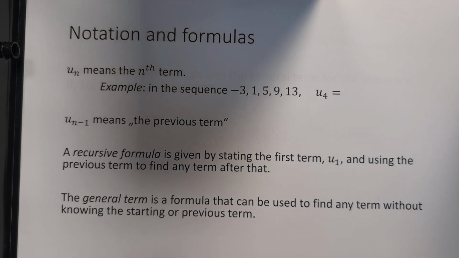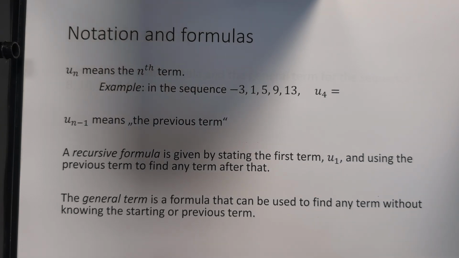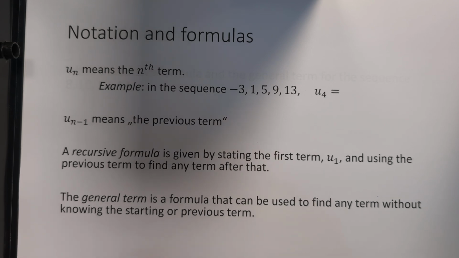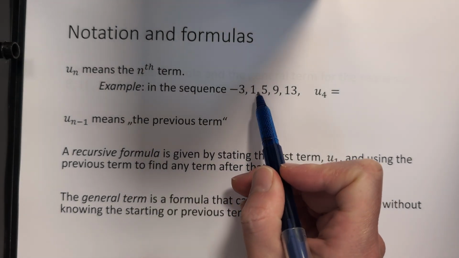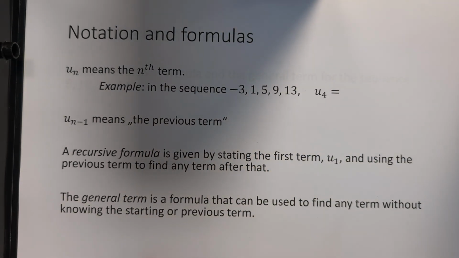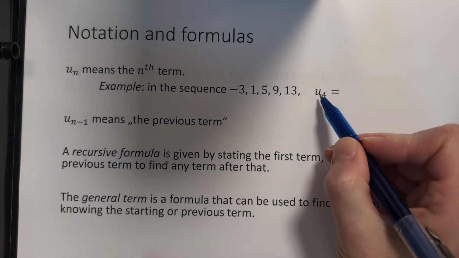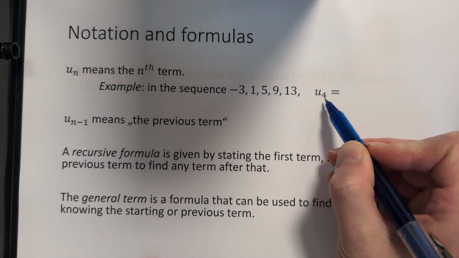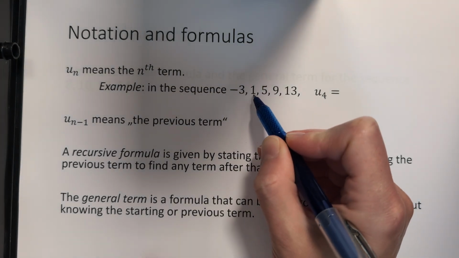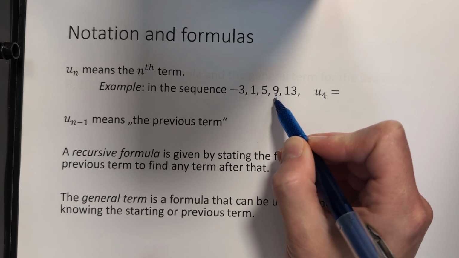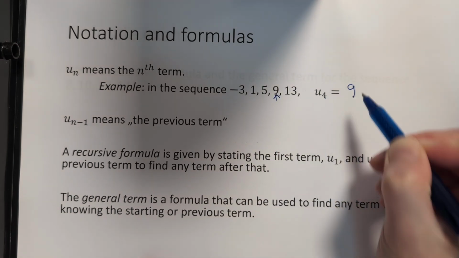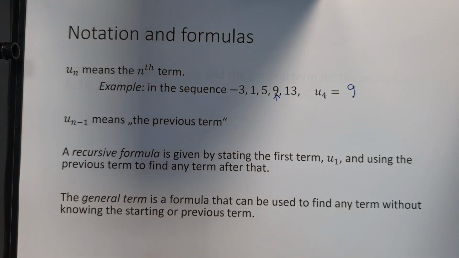And here's the notation that we're going to be using a lot. U sub n means the nth term, the value of the nth term. So in the sequence -3, 1, 5, 9, 13, which we saw as an arithmetic sequence, it's saying what is the value of the fourth term, U sub 4. And the fourth term, first term, second term, third term, fourth term is 9. So U sub 4 equals 9.